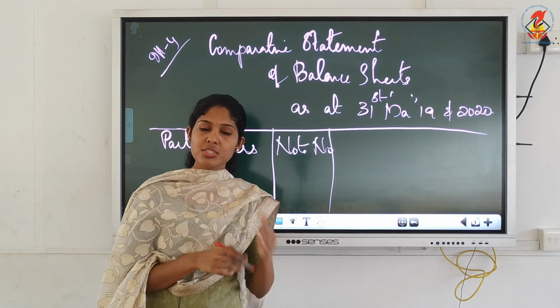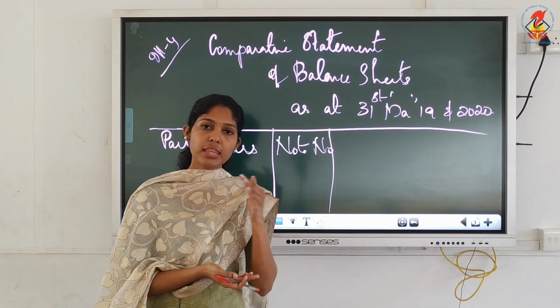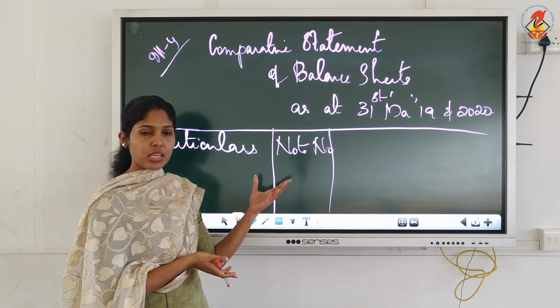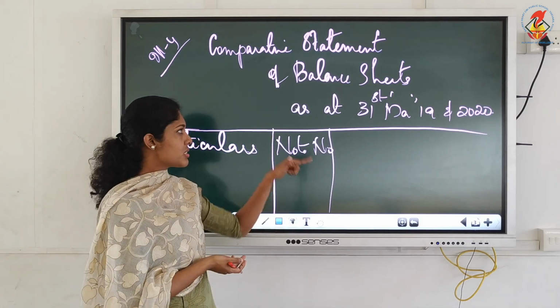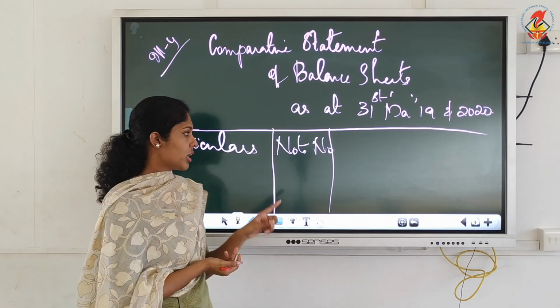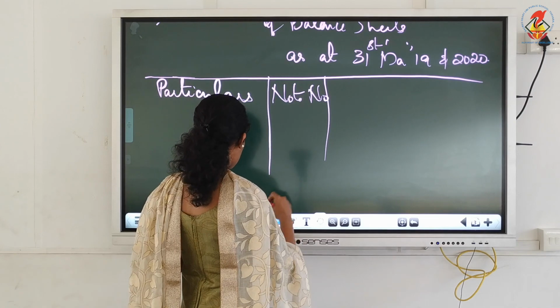Here in the question also they have given note number, but for P and L also, in the actual format, there is a note number column. Nothing is written in this column, but even then, since we are following the actual format, you just include that column also there. Note number column we need in P and L also. So particulars column, note number column.